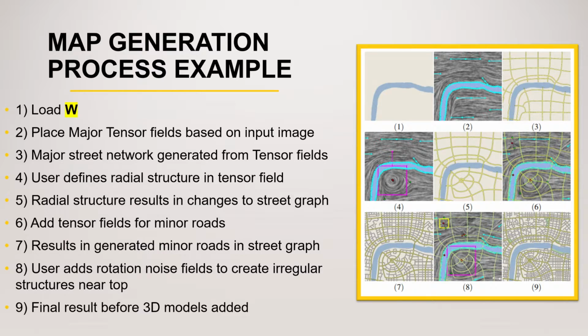For now, the user puts some tensors in areas where they want side streets, and then based on the hyperstreamlines of those tensors, that generates these side streets, like this, in step 7. And then in step 8, there are tools that you can use to modify these hyperstreamlines or these tensors to make the roads look more natural.